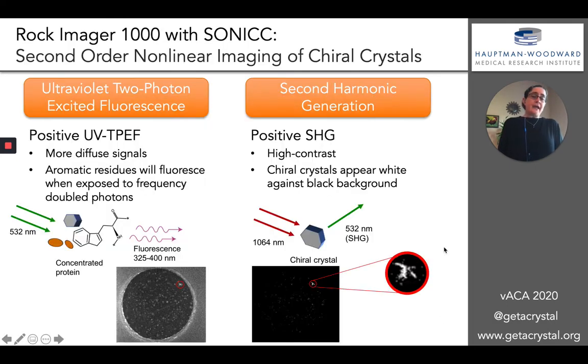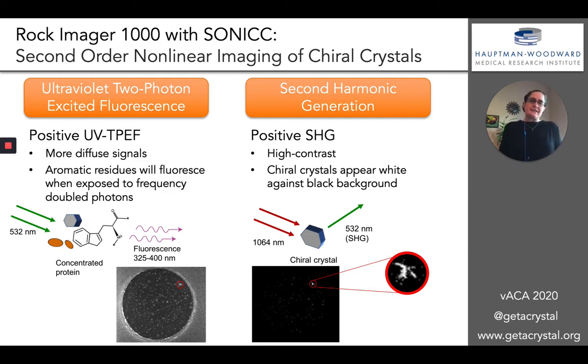And so at the Crystallization Center, we use a Rock Imager 1000 with Sonic, and that has second order nonlinear imaging of chiral crystals. What this means is that it has a femtosecond laser that enables 2 different methods: ultraviolet 2-photon excited fluorescence, or UV TPF, which essentially enables excitation of aromatic residues that will then fluoresce when they're concentrated. Concentrated can mean that it's crystalline. It can also mean that it's precipitated or in a phase transition and kind of blobby.